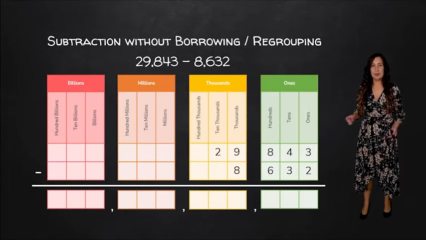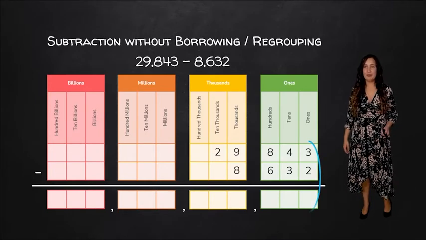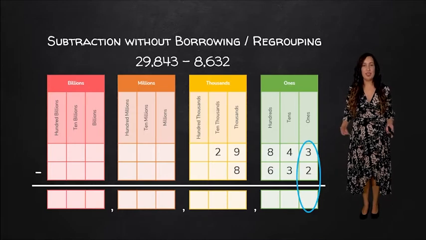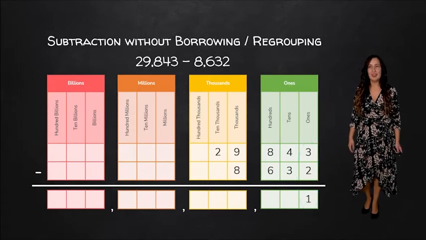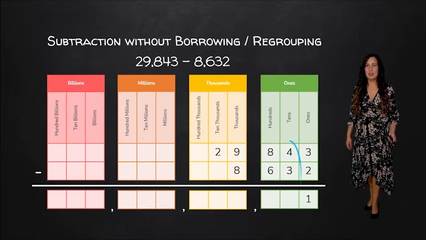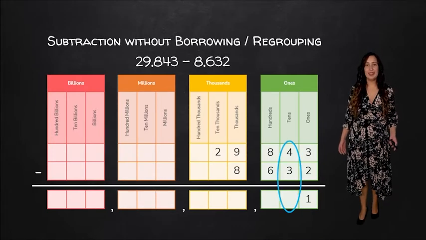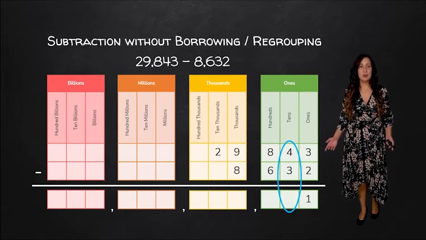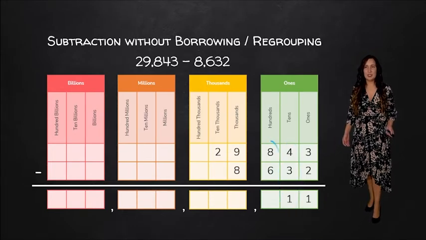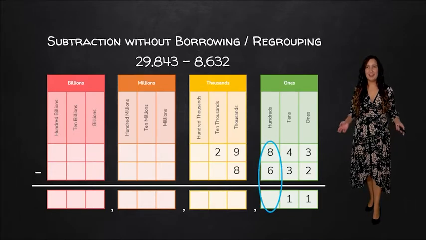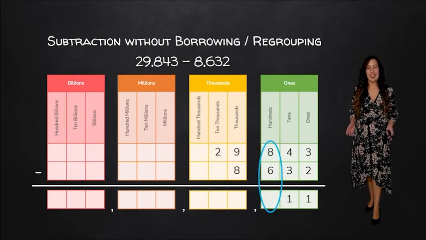So in our ones place value, we have 3 minus 2. And 3 minus 2 is simply 1. And then if we move on to our tens place value, we have 4 minus 3, which is also equal to 1. And then going on to our hundreds place value, we have 8 minus 6. And 8 minus 6 is equal to 2. So we're going to write our 2 there.